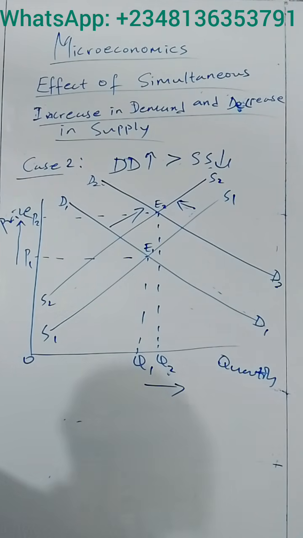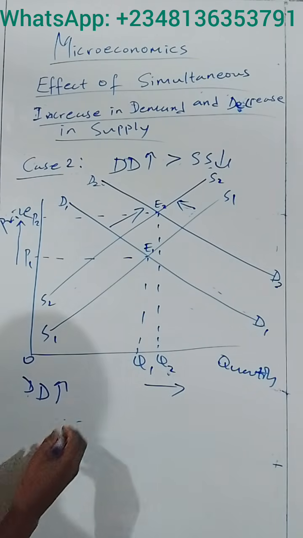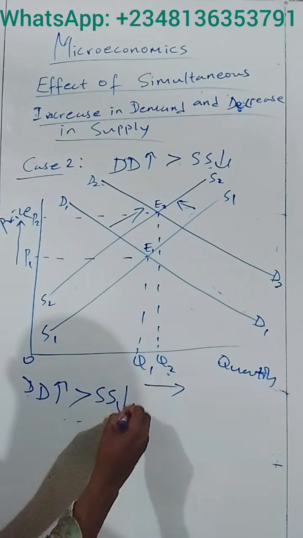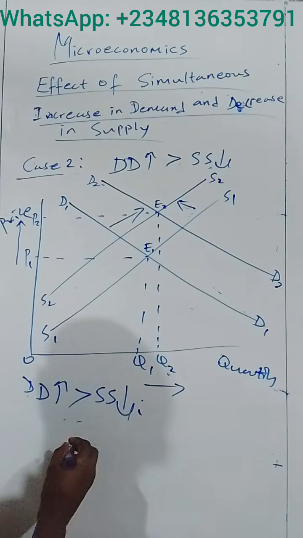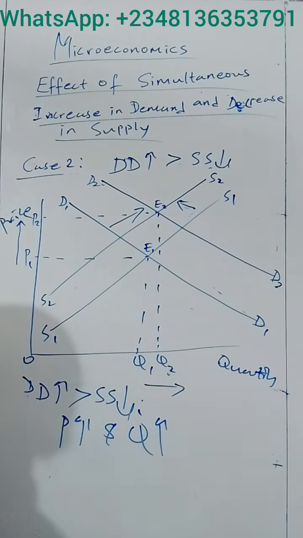Summarily, when there is an increase in demand and this increase in demand is accompanied by a decrease in supply, such that the proportion of the increase in demand is greater than the proportion of the decrease in supply, the effect will be that the price will rise and the quantity will also rise. When we have an increase in demand that outweighs the decrease in supply, the effect will be that both the price and the quantity will rise. Okay, this is the effect.